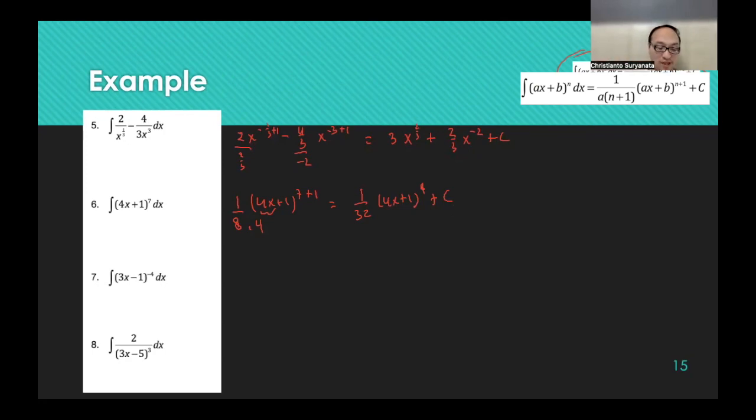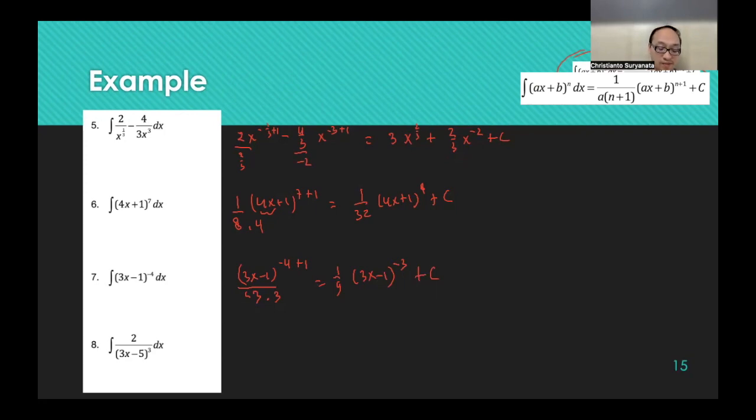Number 7, the same, (3x minus 1) to the power of negative 4. So plus 1, divided by negative 3. And then divided by the derivative of 3x minus 1, which is 3. So 1 over 9, (3x minus 1) to the power of negative 3, plus c.